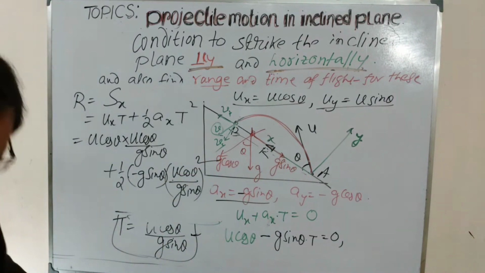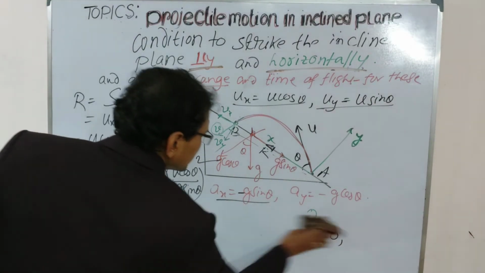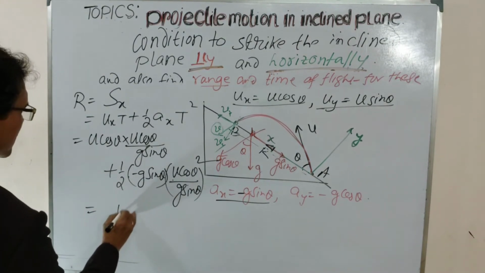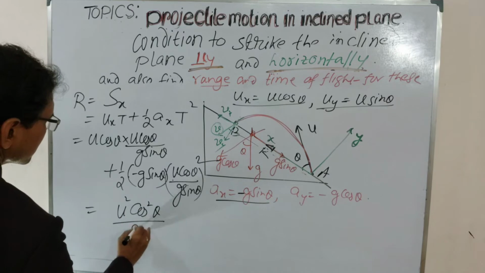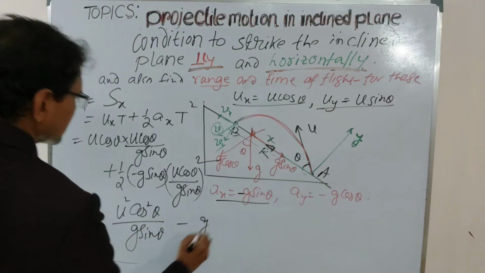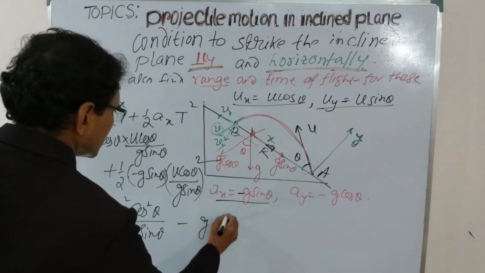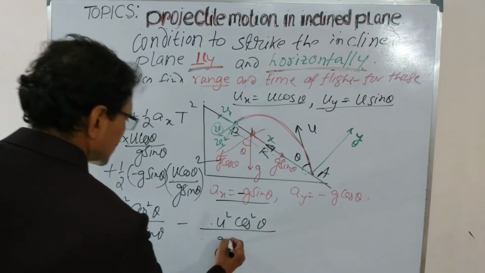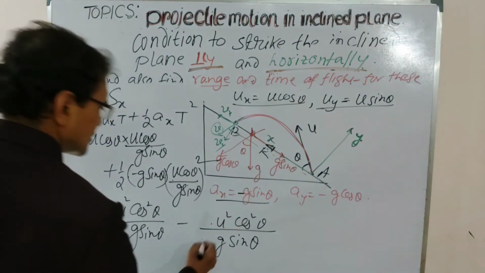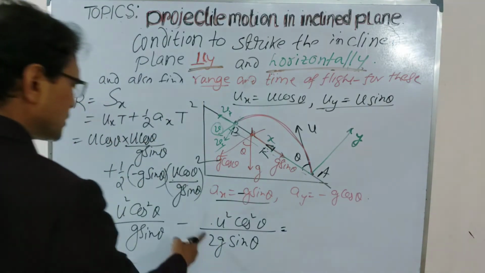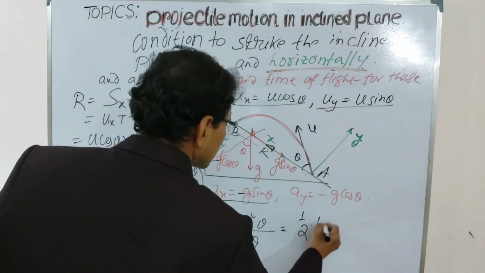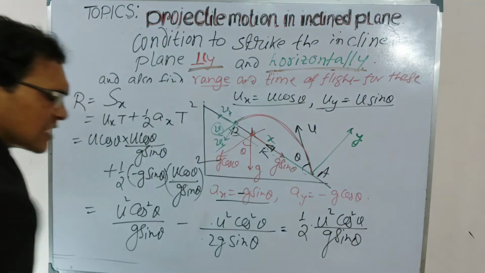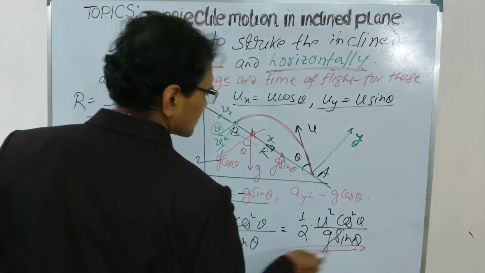Now if we simplify, we get a simplified result. One minus half equals half. So this is the answer: u square cos square theta by g sin theta. This is the range.